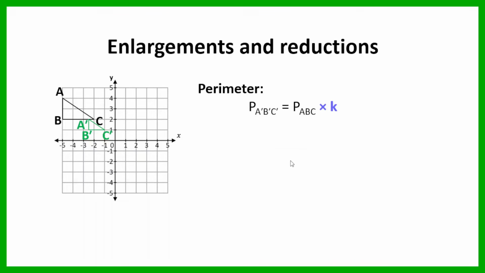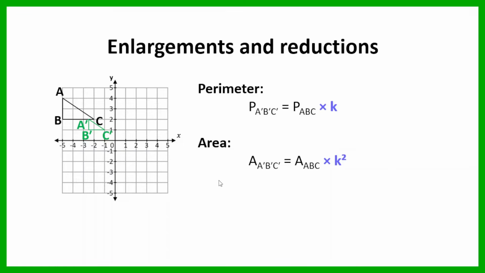Okay, then the area is a little bit more tricky. You're not going to just multiply by the scale factor. To work out the area, you're going to multiply by the scale factor squared. So if the scale factor is 2, then to work out the area of the enlarged shape, you're going to multiply by 2 squared, which is the same as multiplying by 4.